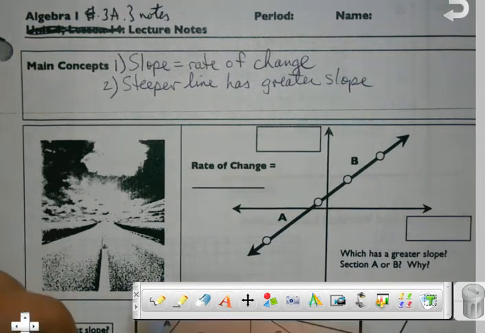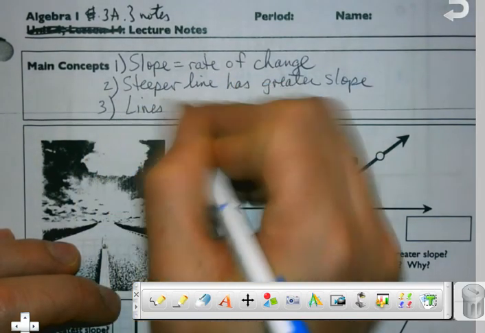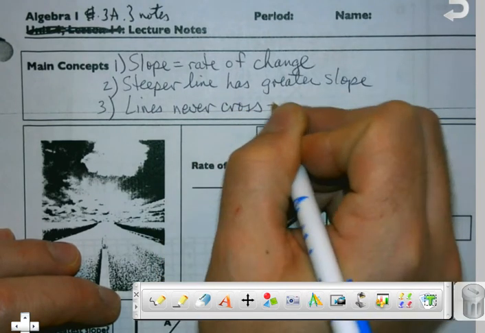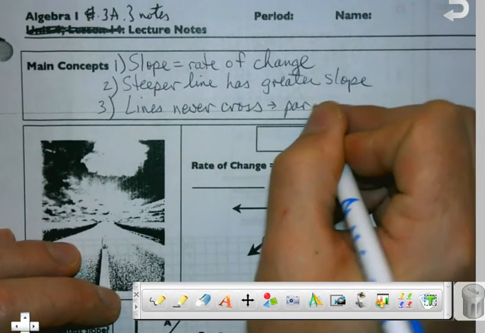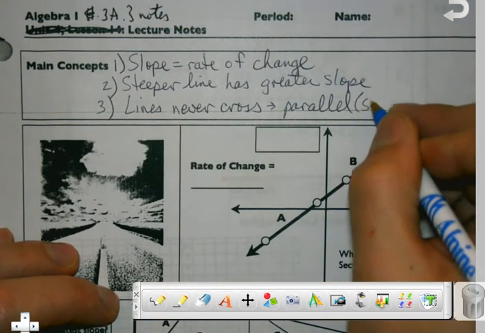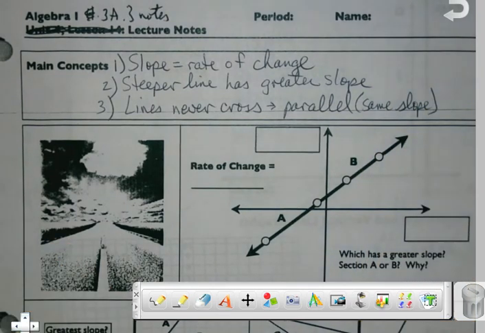And then the third thing we're going to take a look at today is if you have lines that never cross, that's called being parallel. And the other thing about parallel lines is they have the same slope. So those are the three main things we're focusing in on today, and how we're going to do things.